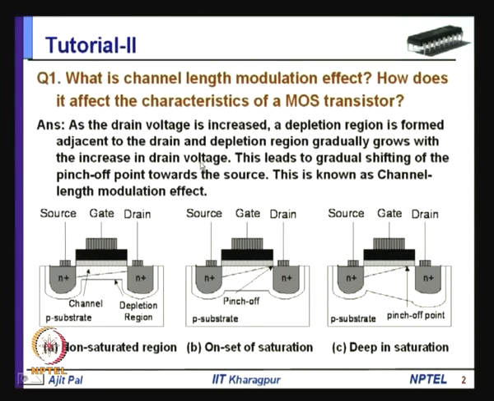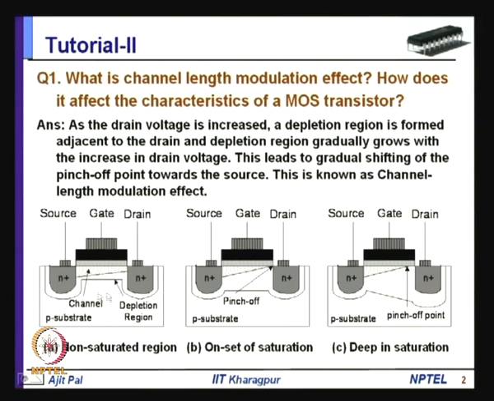So, the first question was, what is channel length modulation effect? How does it affect the characteristics of a MOS transistor? As you know, as the drain voltage is increased, a depletion region is formed adjacent to the drain, and the depletion region gradually grows with the increase in drain voltage. So, three different situations are shown.